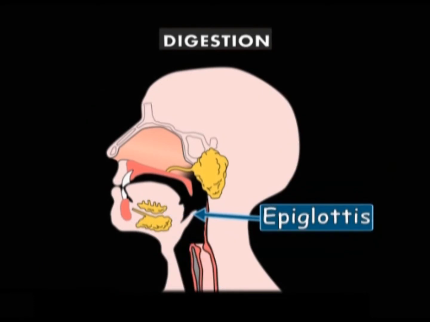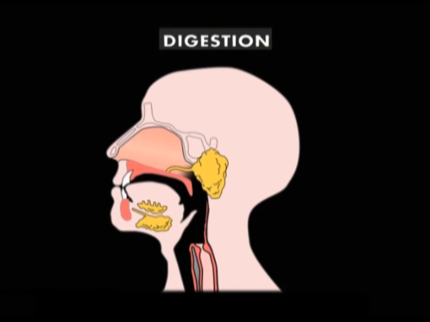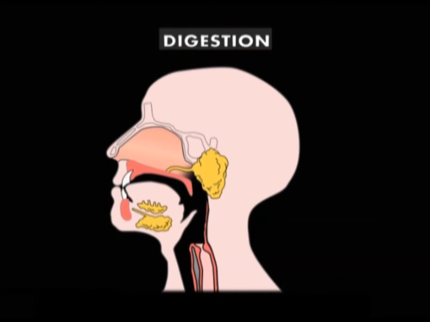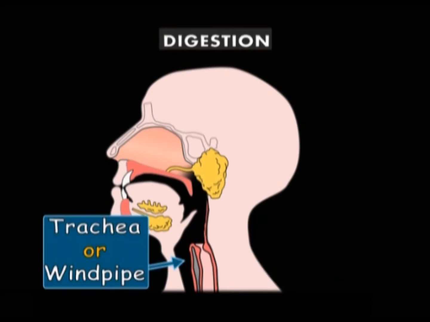This part is called epiglottis. And right here we have the esophagus. You can also call it gullet. Right here we have the trachea or windpipe. It's not part of the digestive system, but it's good to know its location. Now let us look at digestion in the mouth.